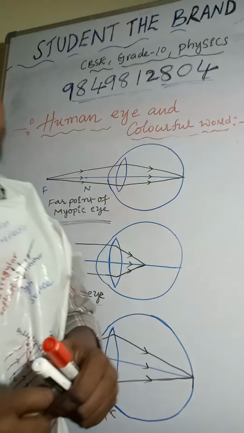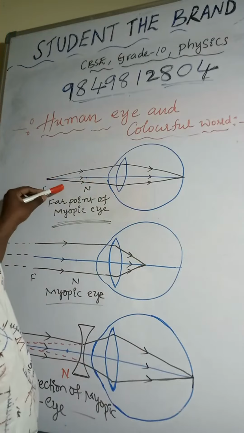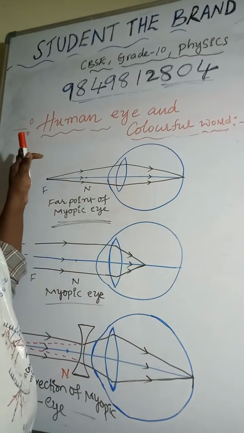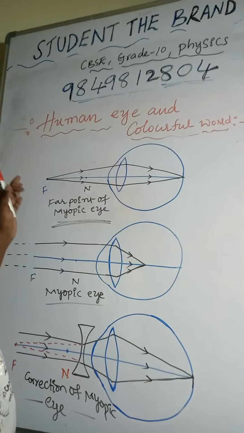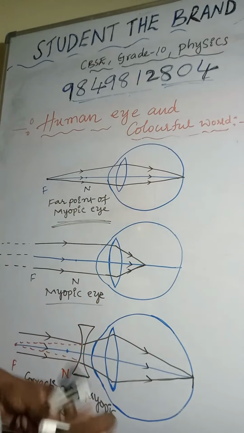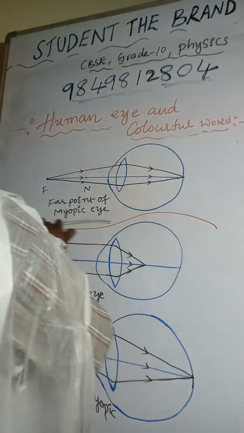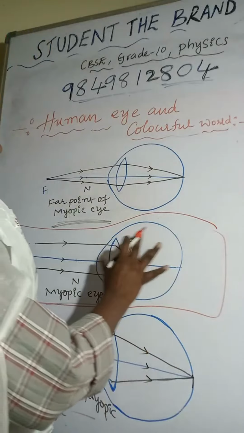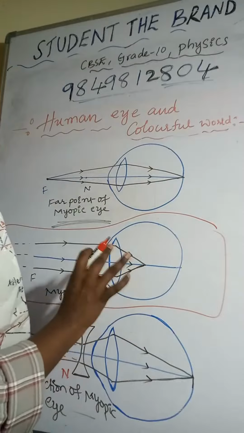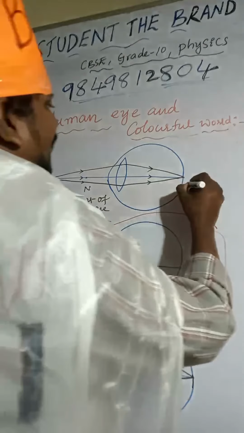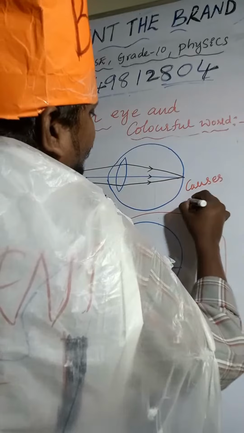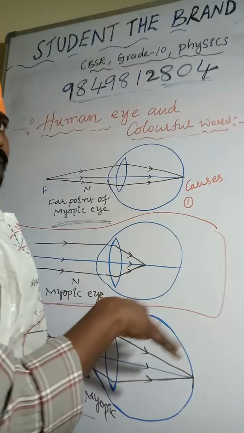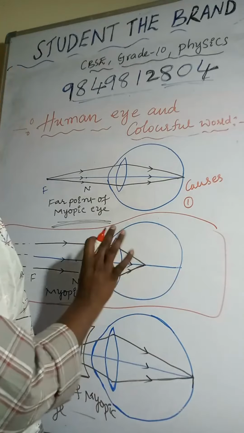Okay. So I hope it is very clear. Just check once. Far point of myopic eye, correction of myopic eye. So this is about myopia. If you observe these two diagrams, this middle one, you can understand. Eyeball is too big, focal length is too small. Causes of myopia. If they ask about causes, you can write the first one: eyeball is too large, focal length is too small.